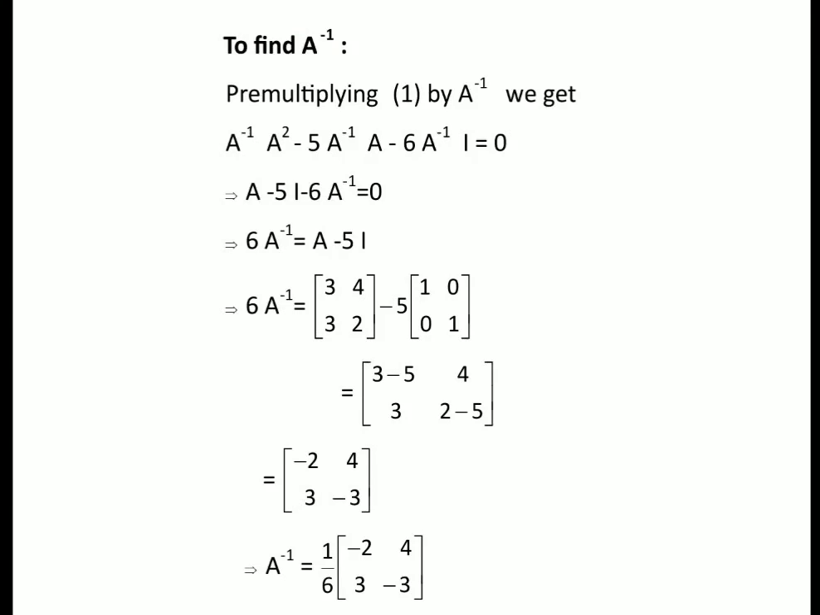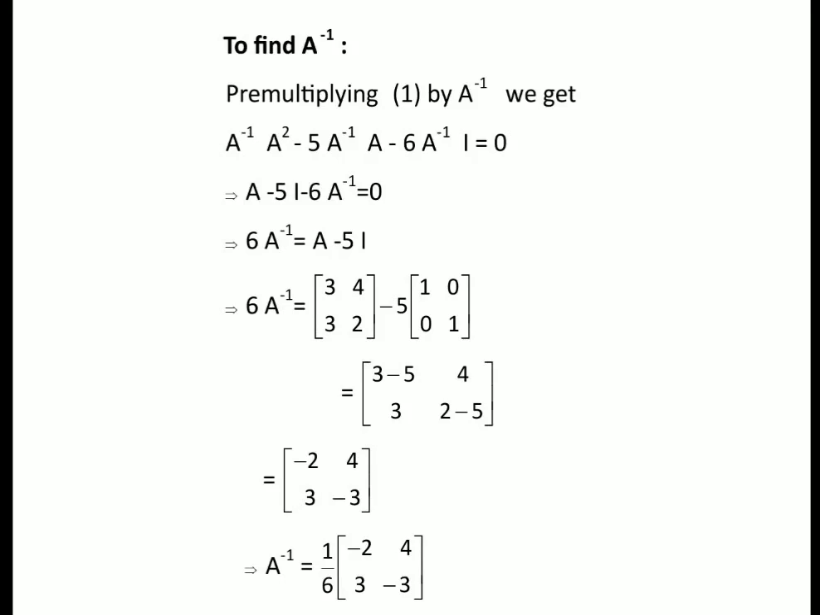To find A inverse, you have to multiply equation 1 by A inverse. That is, you have to multiply the characteristic equation by A inverse. We know the characteristic equation is A square minus 5A minus 6I. You have to multiply each element with A inverse: A inverse into A square minus 5A inverse into A minus 6A inverse into I is equal to O.